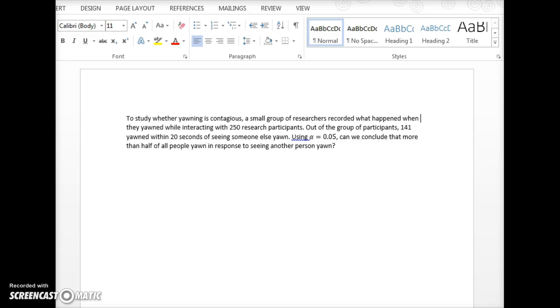We also want to know if more than half of all people yawn in response to seeing another person yawn using a 0.05 significance level.